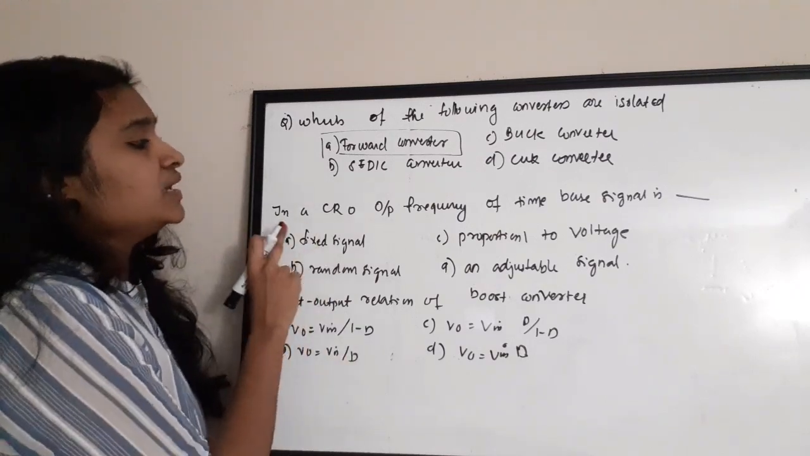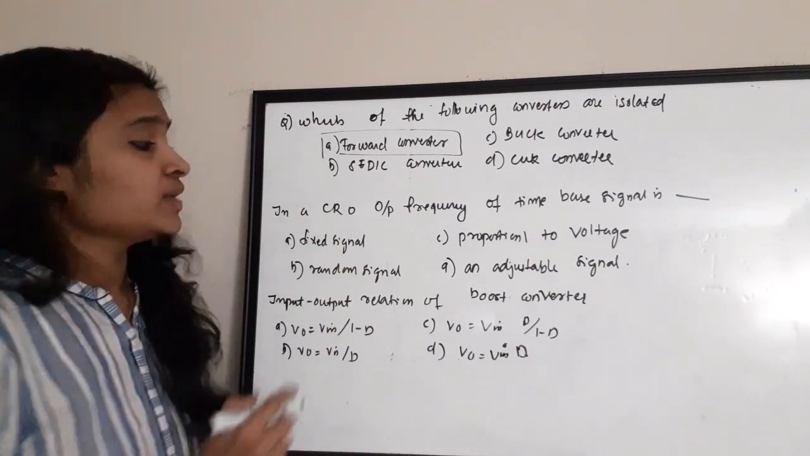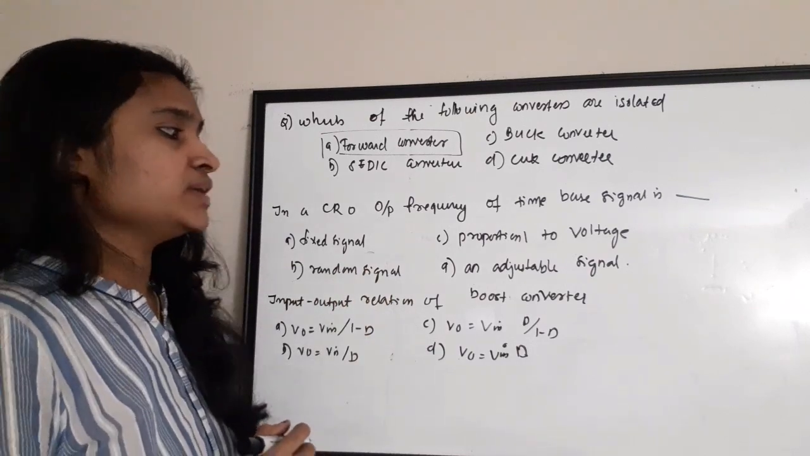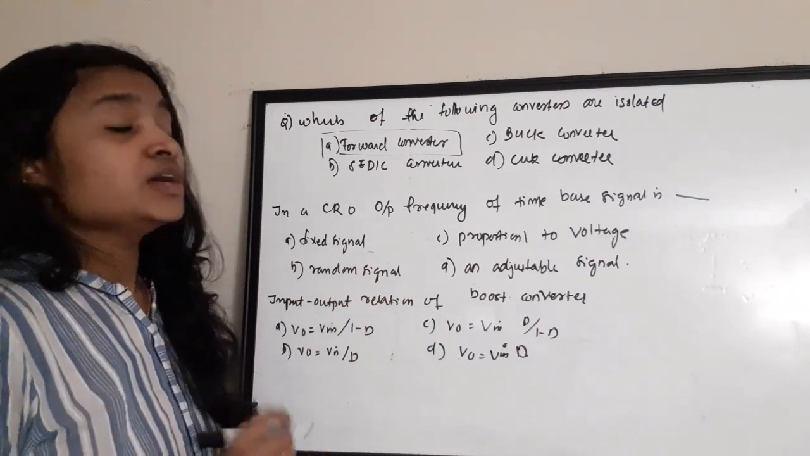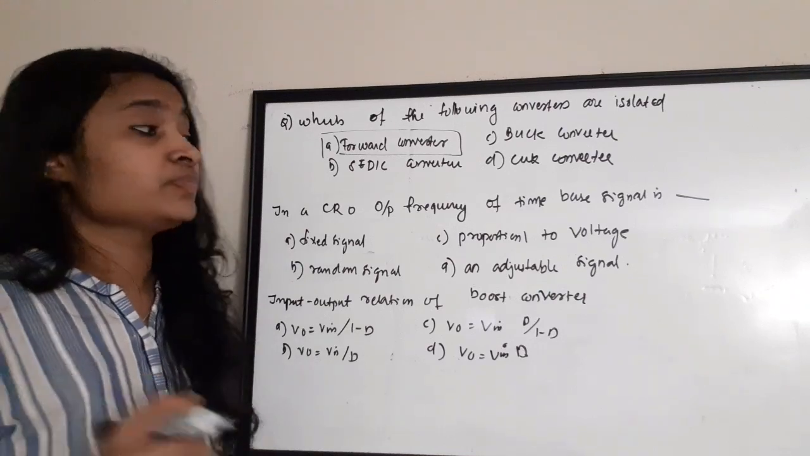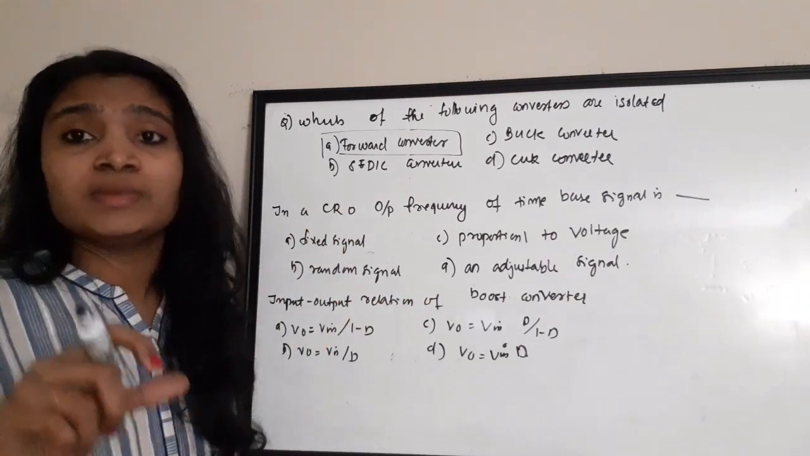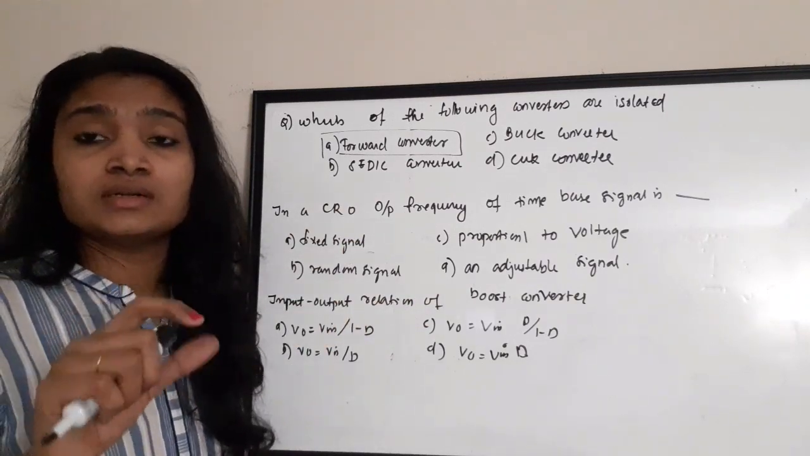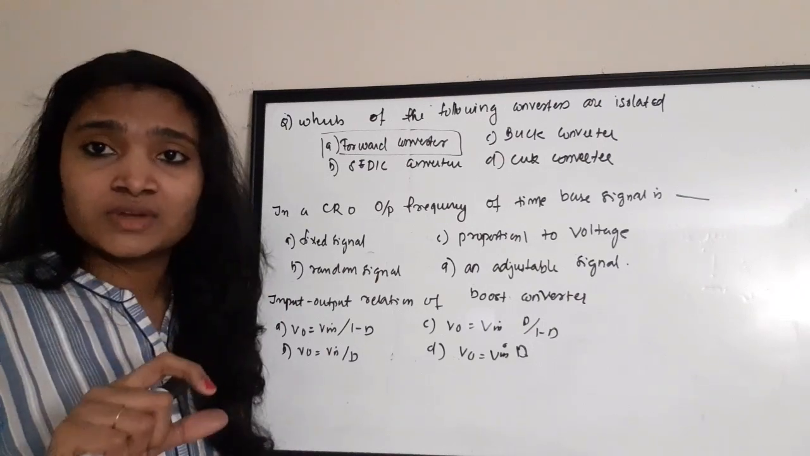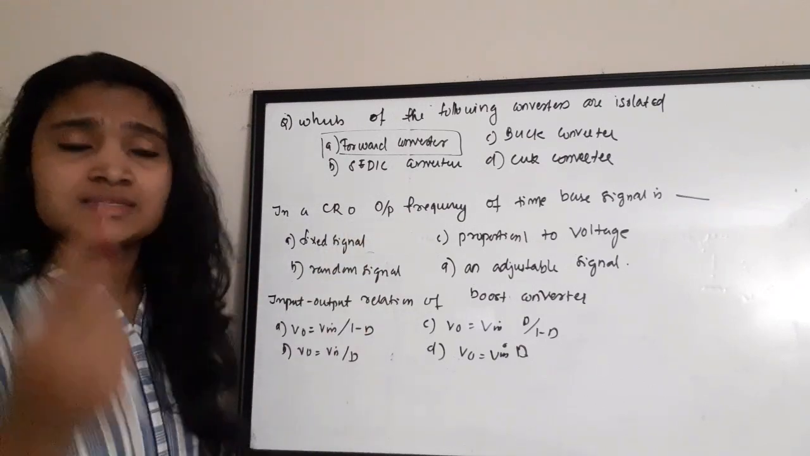Next question. In a CRO, output frequency of time-based signal is dash. A, fixed signal. B, random signal. C, proportional to voltage. D, an adjustable signal. If you have used a CRO at least once in your lifetime, you should know this. We know that the output frequency can be adjusted. In order to have a signal more clarified, we can reduce or increase the frequency, and we can actually see the signal. So your output frequency is an adjustable signal.